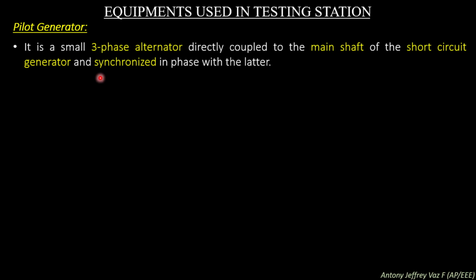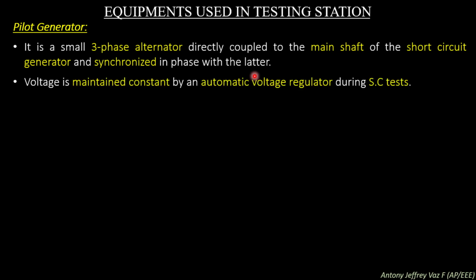Pilot generator. It is a small three-phase alternator directly coupled to the main shaft of the short circuit generator and synchronized in phase with the latter. So, a pilot generator is also used, and this generator is a normal three-phase alternator, and the shaft of the alternator is coupled with the main shaft of the short circuit generator, and the complete setup is synchronized with phase.